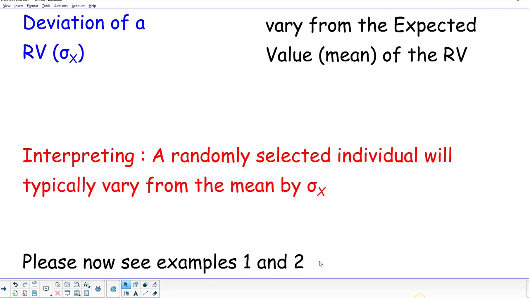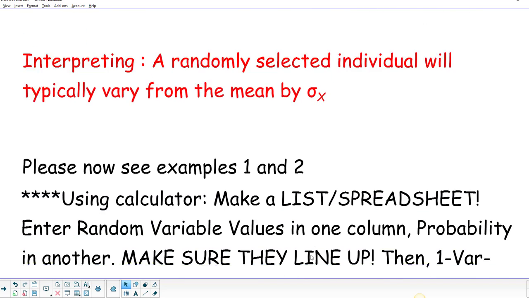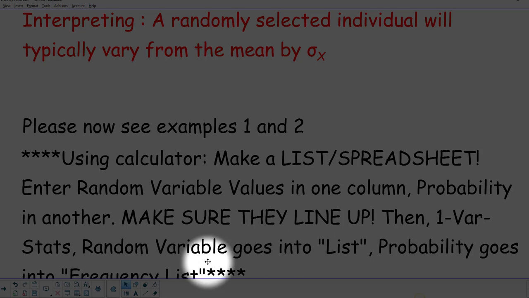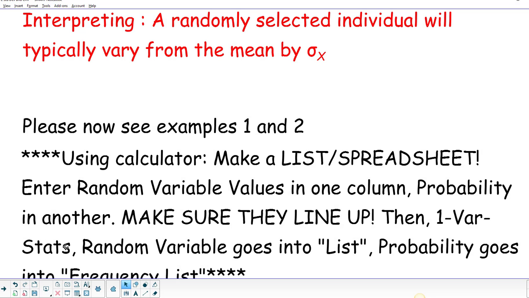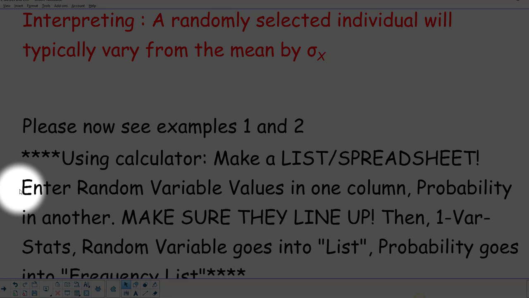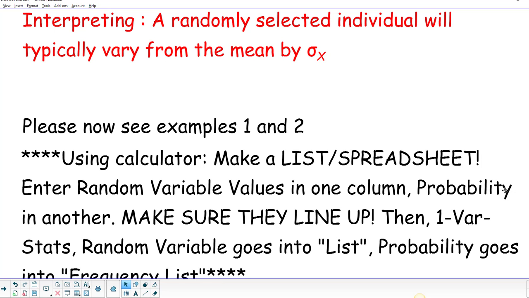Now, let's take a look at examples 1 and 2. The nice thing is we're going to have to do very little by hand here. We're going to let the calculator do all the work. If you remember, we never calculated standard deviation by hand. We used one variable statistics. So we're going to do the same thing, which means we go into a list spreadsheet and use two different columns. One column is the random variable. The other column is all the probabilities of each of those respective values. We have to make sure they line up. This is a huge part: each probability must line up with its respective value.